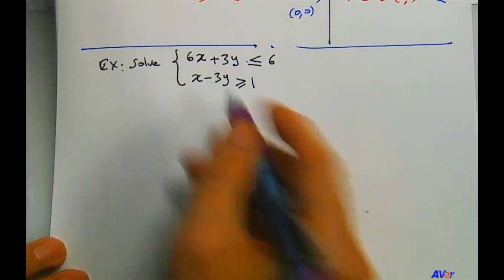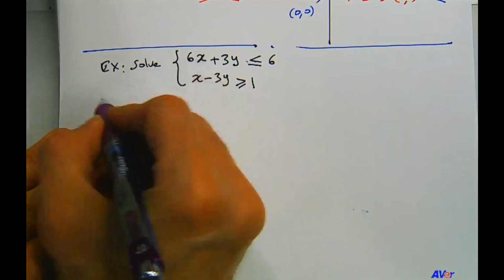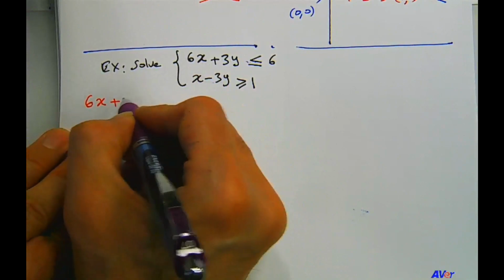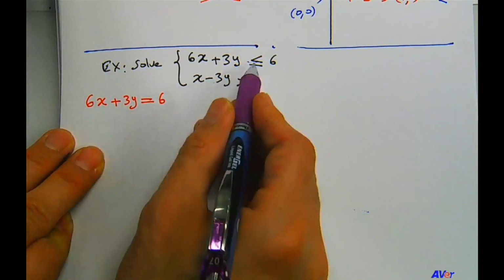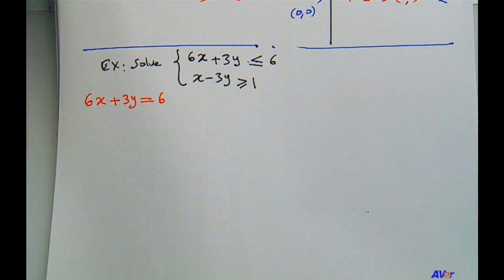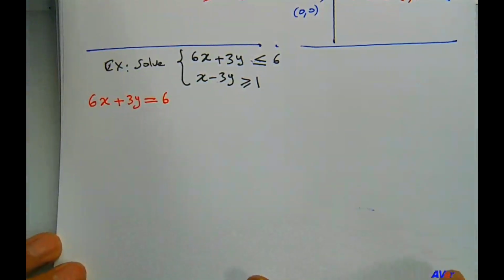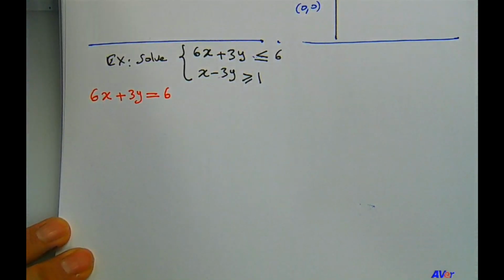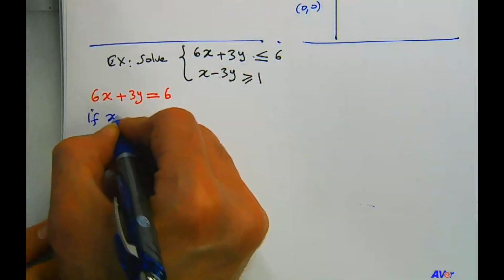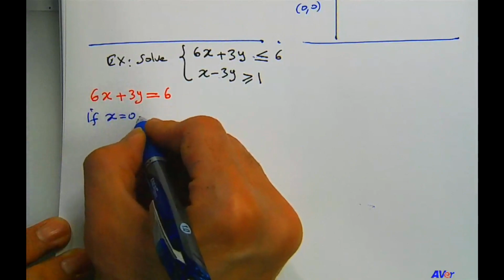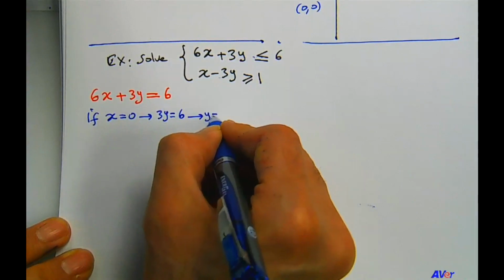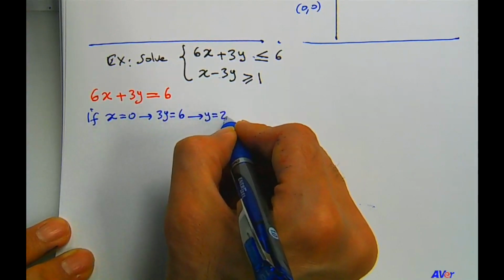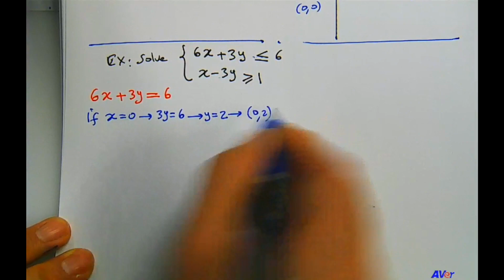First we're going to find the boundary lines. So for this one, 6x plus 3y equals 6, right? Because we're finding the boundary. As usual, as before, I'm going to use the x and y intercepts to find the boundary line. So if x equals 0, what do we get? We get 3y equals 6. That means y equals 6 divided by 3, 2. That means the y-intercept is (0, 2).